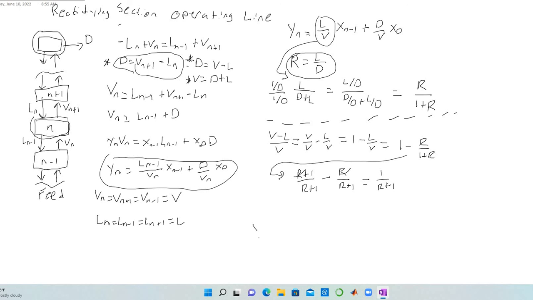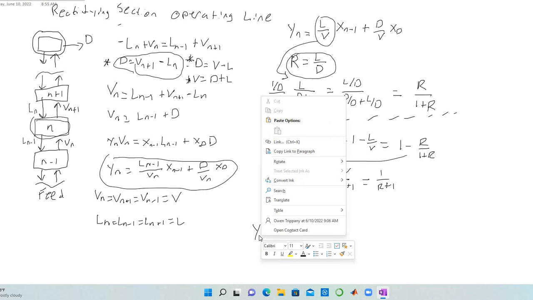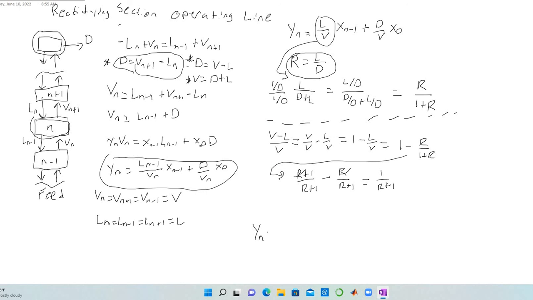So now, lastly, our rectifying section operating line is going to be in the form Y stage N is going to equal R divided by R plus 1 times X of the stage below plus 1 over R plus 1 times xD. That is our rectifying section operating line.